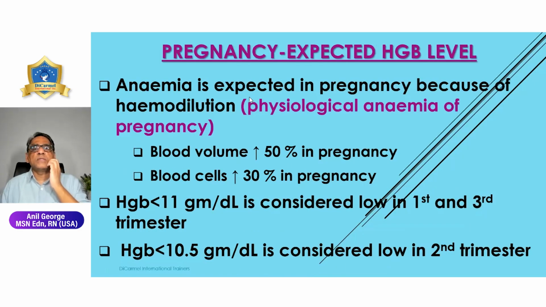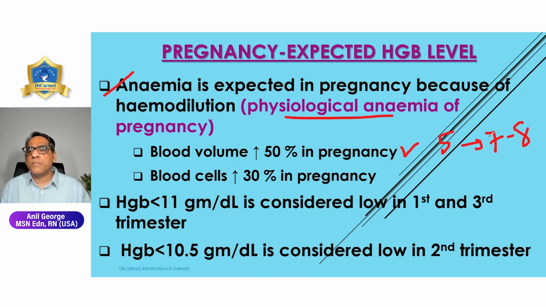So again, pregnancy, so the expected hemoglobin. As I told you, anemia is expected in pregnancy because of hemodilution and what we call physiologic anemia. Now, what is hemodilution? Remember, the blood volume increases almost 50%. An adult has around 5 liters of blood, so that 5 can become almost 7. Yes, the 5 can go to almost 7 to 8 liters by the end of pregnancy.